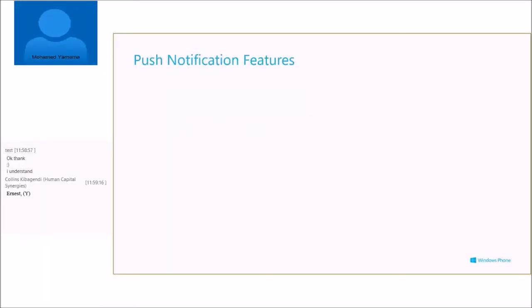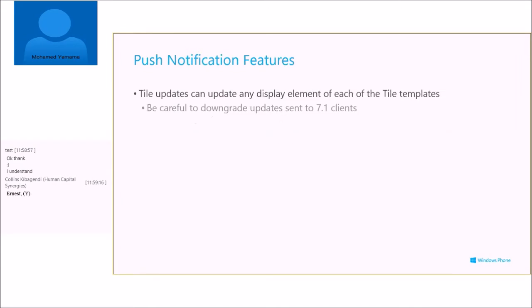So the push notification features: tile updates can update any display element of each of the tile templates. For example, you can update the title, the image, whatever we've discussed about the properties in an object of a tile. You can update that in a push notification, like the title, the image, the background title, the background image, or whatever.